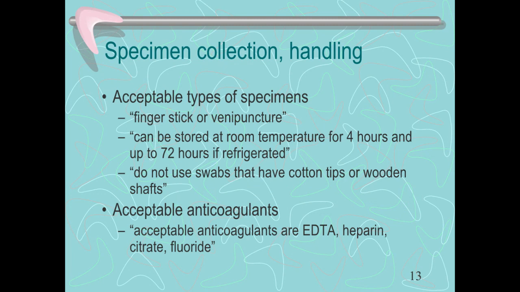Specimen collection. Is it a finger stick or a venipuncture? The specimen can be stored for 4 hours to 3 days in the refrigerator. Do not use swabs that have cotton tips or wooden applicators. Sometimes they have to have a poly tip, or sometimes they have to have a metal applicator. Those are pretty common, especially with your flu swabs. Acceptable anticoagulants, like heparin or fluoride, those kinds of things. You have to be sure, because that may be something that's important related to the handling or the collection.